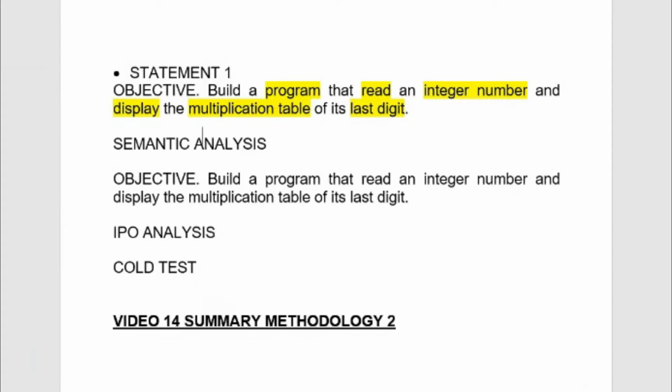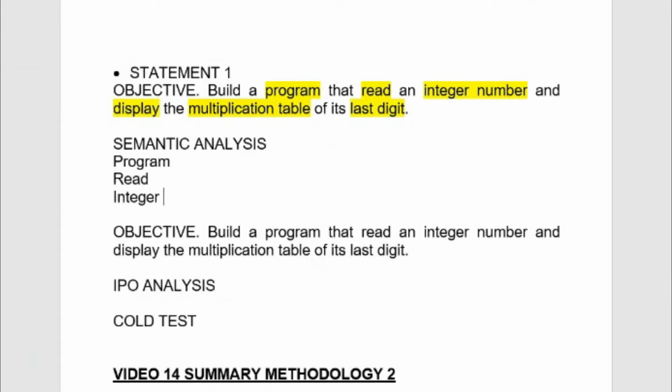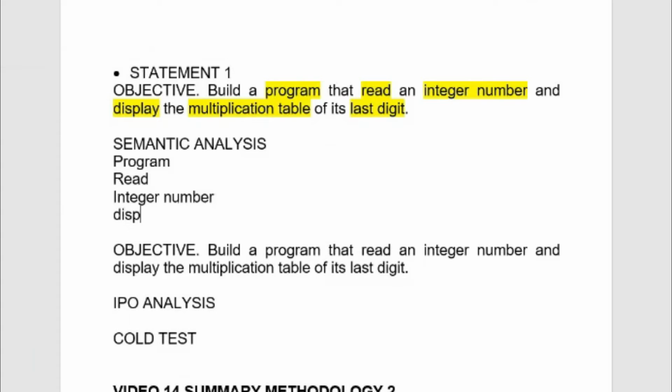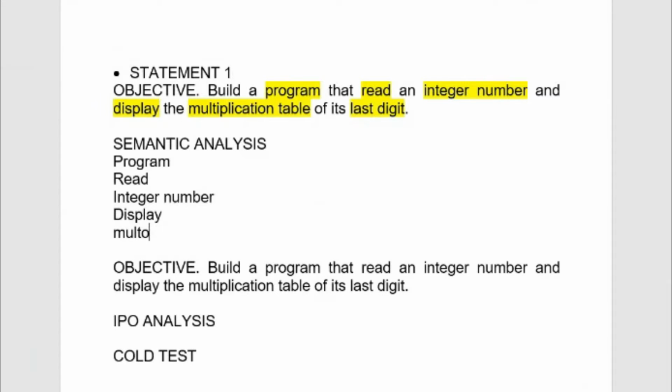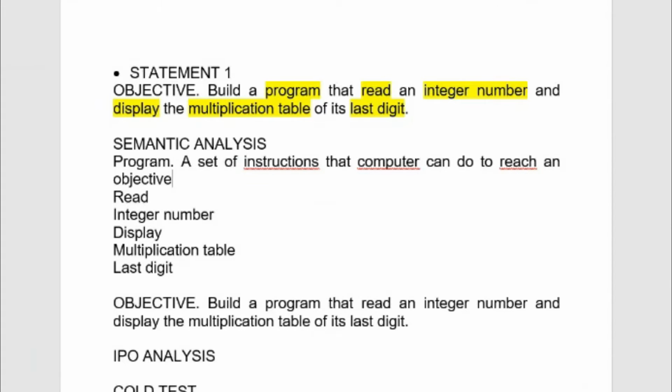Okay. So let's write these words again. Program, read, integer number, display, multiplication table, last digit. Let's define these words. Program, a set of instructions that the computer can do to reach an objective. This is a program.